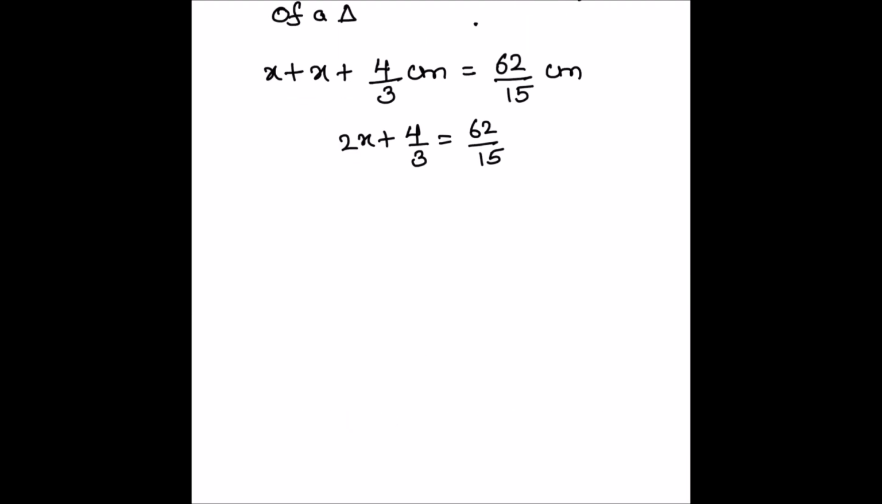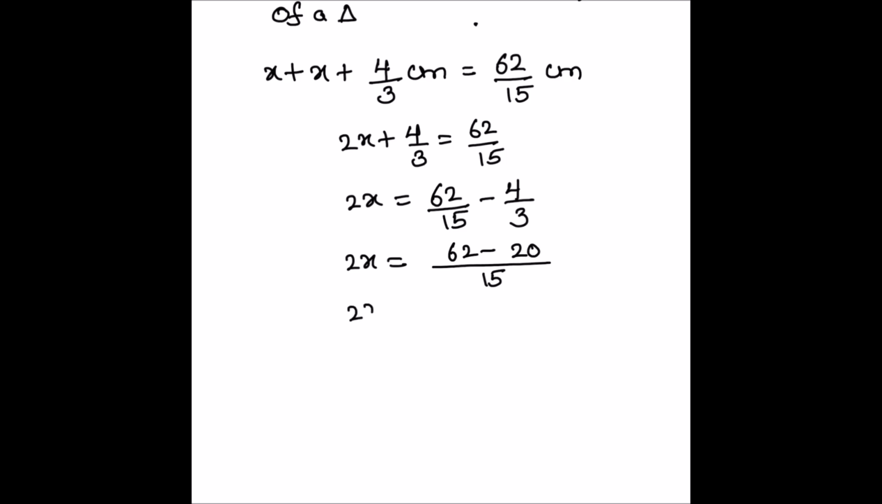To find the value of x, we are going to leave 2x on the left hand side and will transpose 4 upon 3 to the right hand side. So that's going to be minus 4 upon 3. So 2x equals, the LCM here will be 15. So that's 62 minus 3 times 5 is 15, 5 times 4 is 20. 62 minus 20 upon 15. So that's 2x equals 62 minus 20 is 42 upon 15.